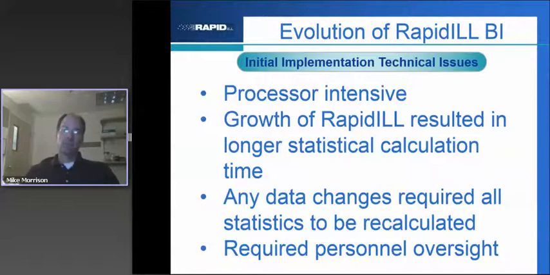This became a problem. Third, any data changes required that we recalculate the stats. Again, when it takes 2 to 3 days, this can become very difficult and problematic. Fourth, it required personnel oversight. We were required to monitor the process and make sure it completed properly.